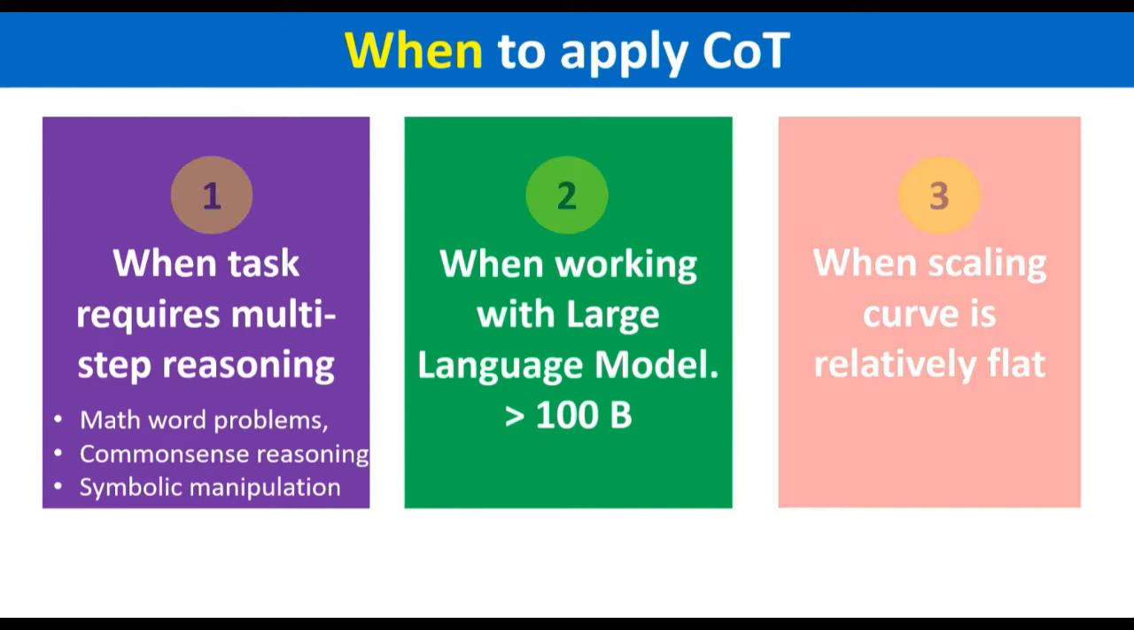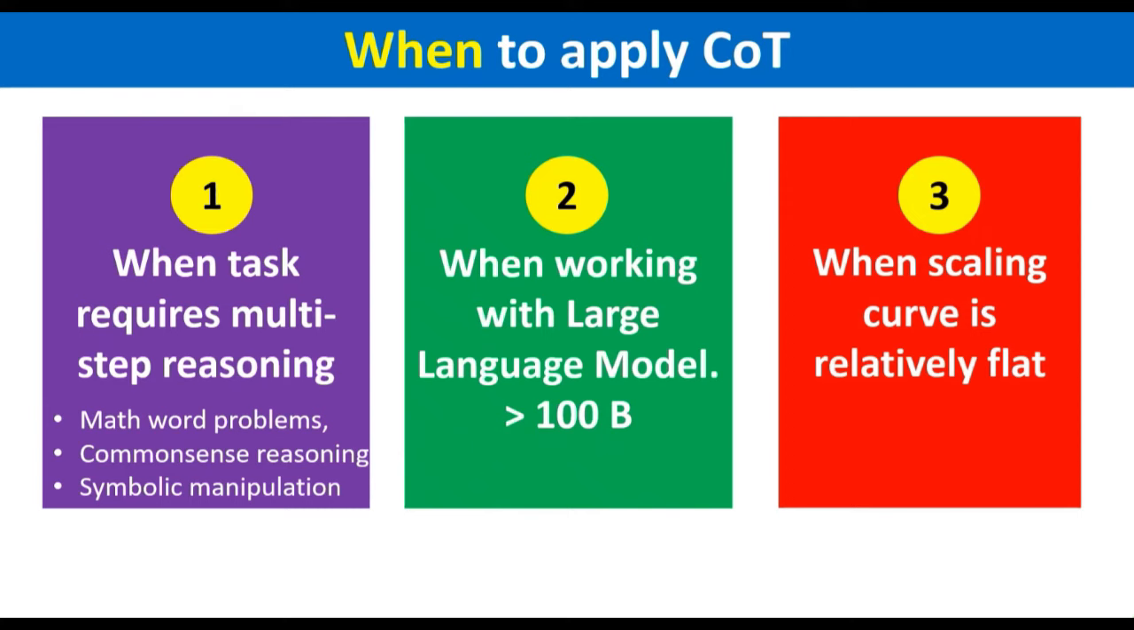And third, when the scaling curve is relatively flat. It means that chain of thought reasoning helps the most in scenarios where simply making the model larger does not lead to potential improvements in performance. In these cases, the model's ability to engage in multi-step reasoning, or to think through a problem step by step, becomes more valuable for tackling challenging tasks. Conversely, the benefits are smaller when one or more of these conditions are not met.